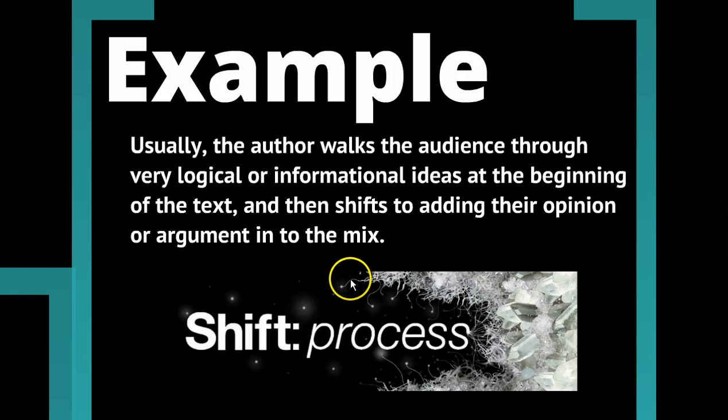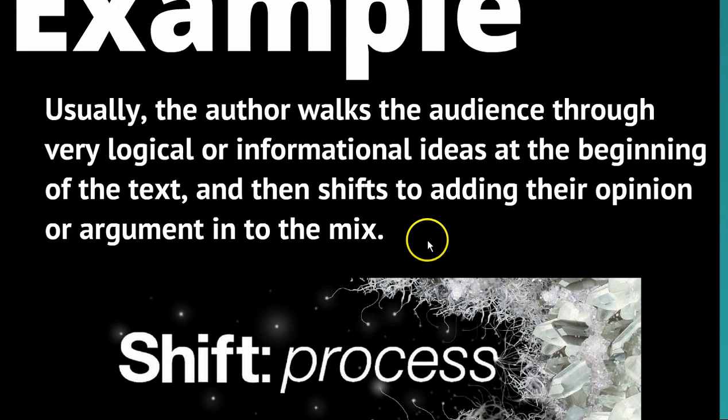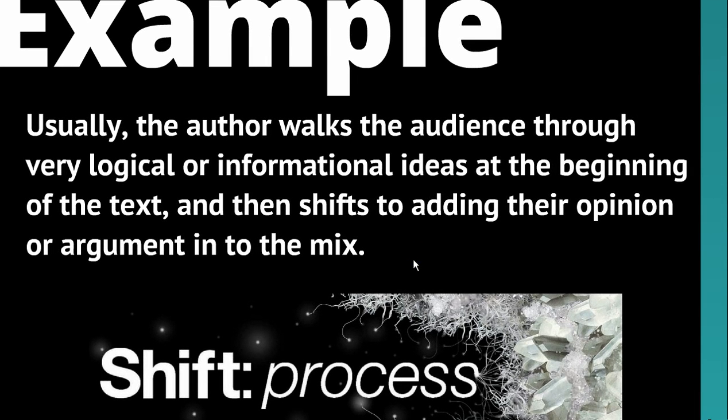It's difficult to show a good example of shift without showing an entire piece of writing. So our examples here hopefully will just give you an idea about how you might see shift. Usually the author walks the audience through very logical or informational ideas at the beginning of the text, and then there will be a shift and they'll be adding their opinion or argument into the mix. You should be able to notice in a piece of writing where those shifts take place.